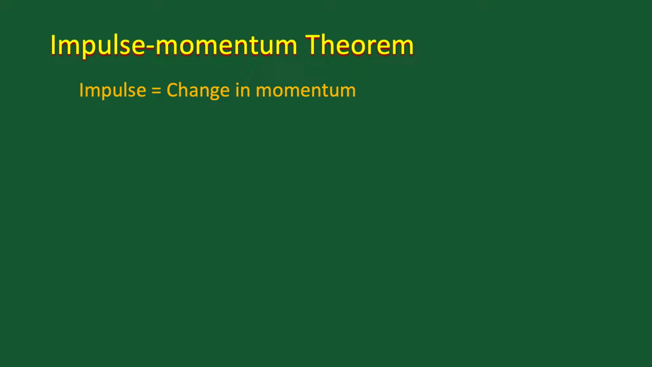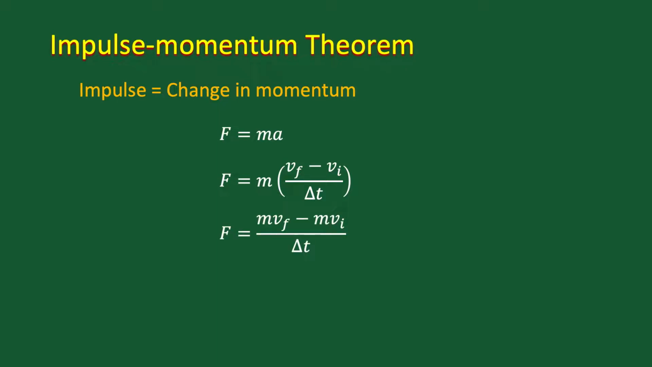We know from Newton's second law, F equals ma, and acceleration is final velocity minus initial velocity over time. Now we can distribute mass to these velocity terms. So we get F equals mv final minus mv initial over delta t. Now we can get rid of delta t on the right side by multiplying both sides by delta t. So F delta t equals mvf minus mvi.